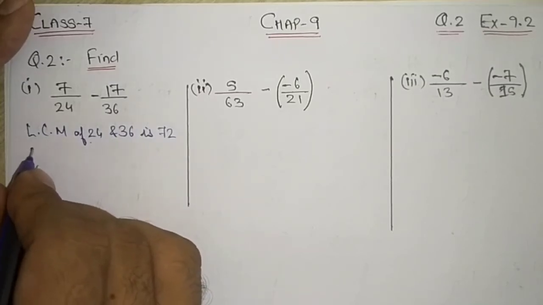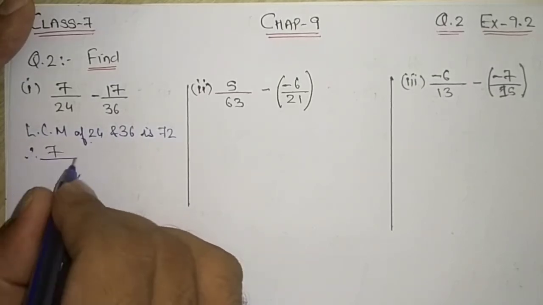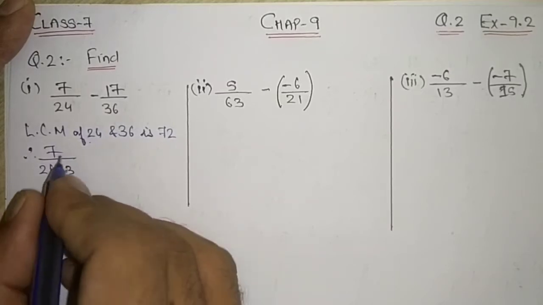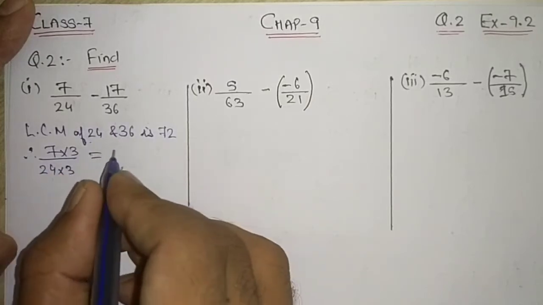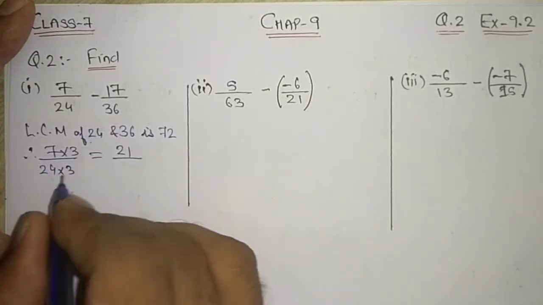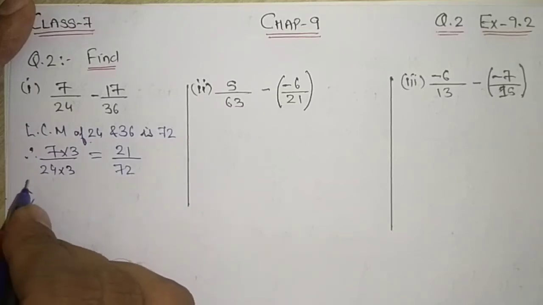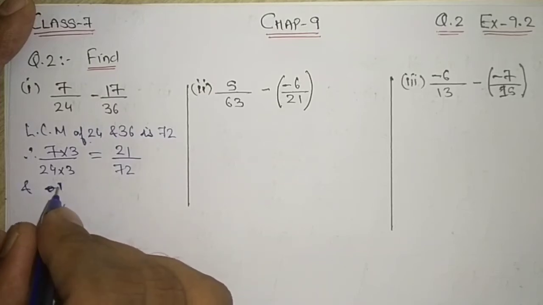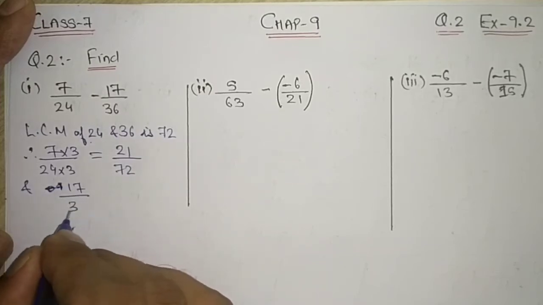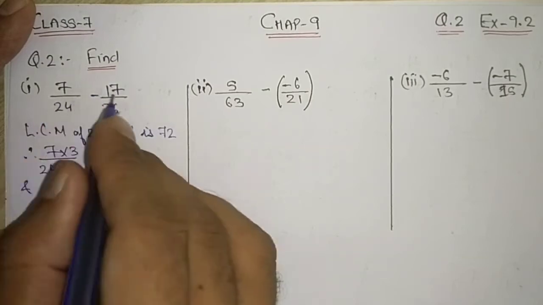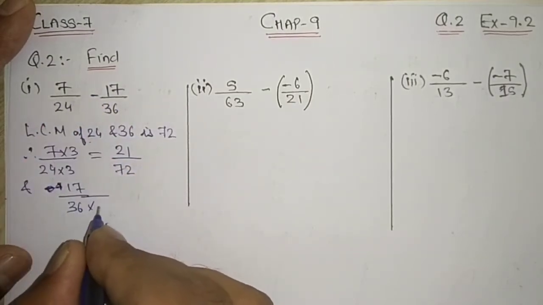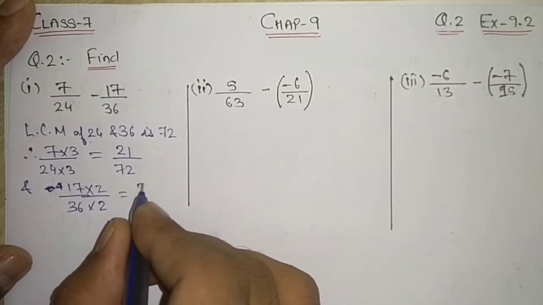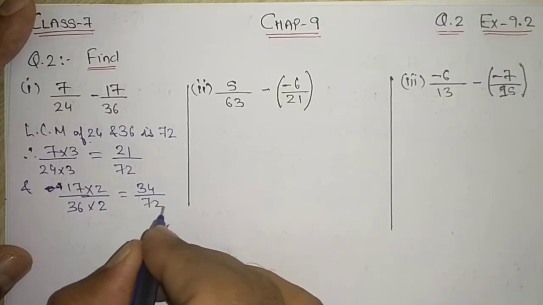So we have to make both the denominators the same. I will multiply 24 by 3 to make 72, so the numerator also by 3. The new number will be 21 divided by 72 and minus 17. Sorry, it is not minus, it is plus 17 divided by 36; minus is the subtraction sign between the two rational numbers. To make the denominator 72, I have to multiply it by 2. So the numerator will become 34 and the denominator will become 72.